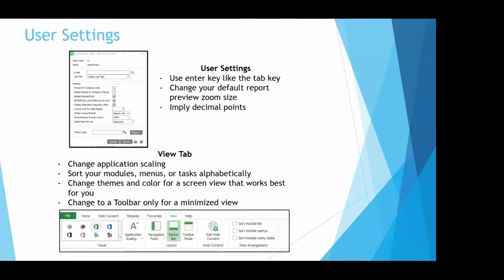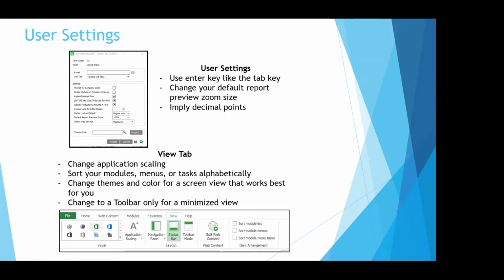So there are all different kinds of settings that each user can make changes to make their Sage 100 more efficient. Things like using the Enter key like a tab key, implying decimal points, displaying reduction amounts in red, and changing your default report preview zoom size. So that last one is actually my favorite of this.